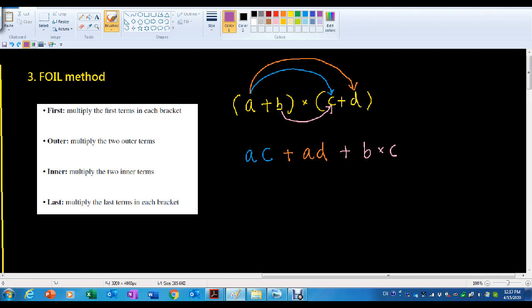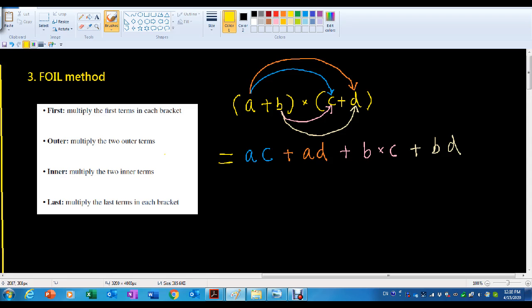These 2 colors are too similar, so let me use another one. Again, both terms are positive, plus B times D. How many terms are there? There are 4 terms. Make sure you see that each term in the first bracket has been multiplied by all the terms in the second bracket. So there are 4 terms. How could we remember this? This is what we call FOIL: first, outer, inner, last. First, outer, inner, last.